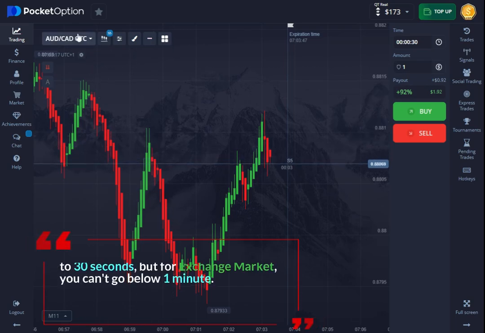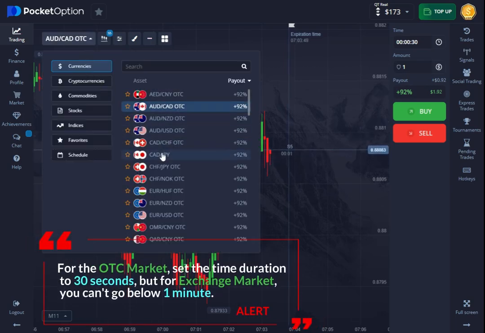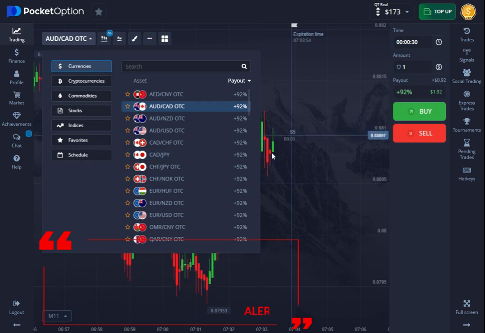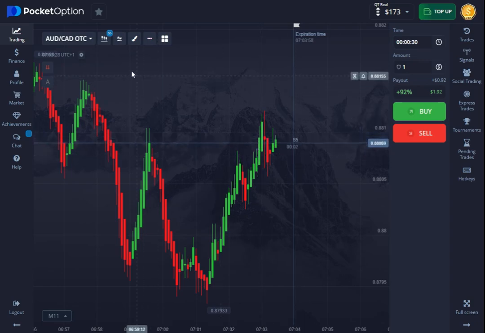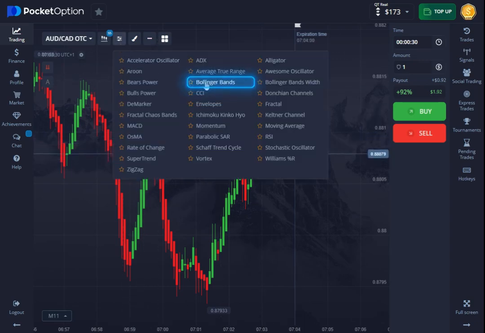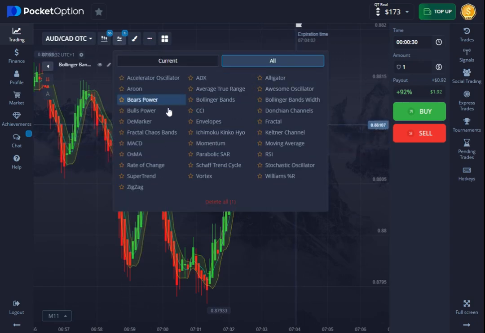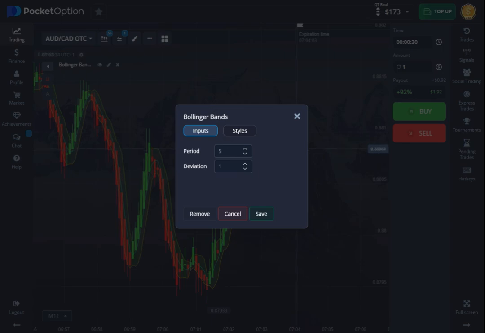In the OTC market, use 30-second trades, and for the normal market, you can set the duration to either 30 seconds or 1 minute. Now we need to add some indicators to our trading strategy. First, let's add the Bollinger Bands. For the settings, set the period to 14 and the deviation to 2.